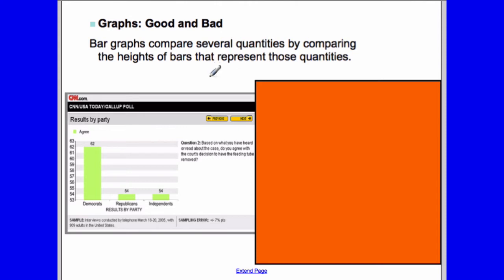Something that we need to make sure we're aware of is good graphs versus bad graphs. Bar graphs compare several quantities by comparing the heights of bars that represent those quantities. Sometimes we can be tricked into seeing different things, and we're all tricked, according to the eye. Here's a prime example. This is done by CNN USA, a poll that I grabbed offline.